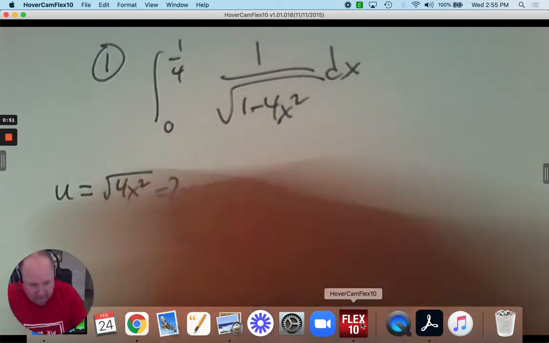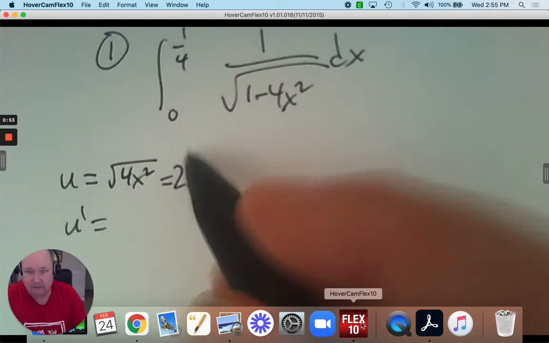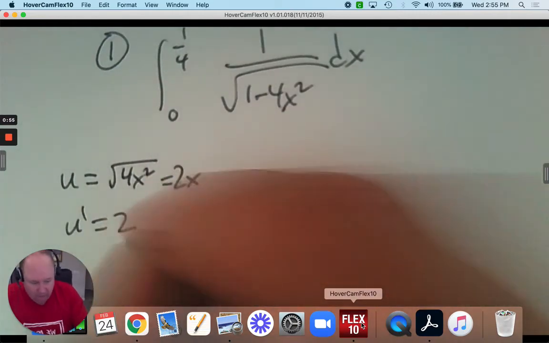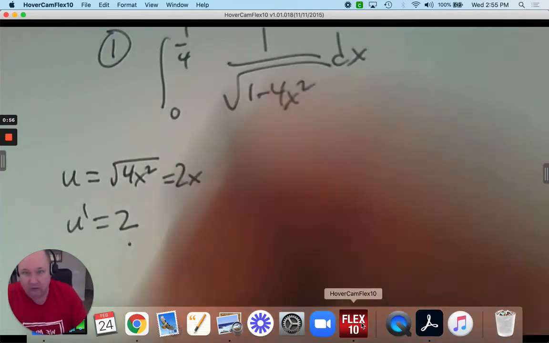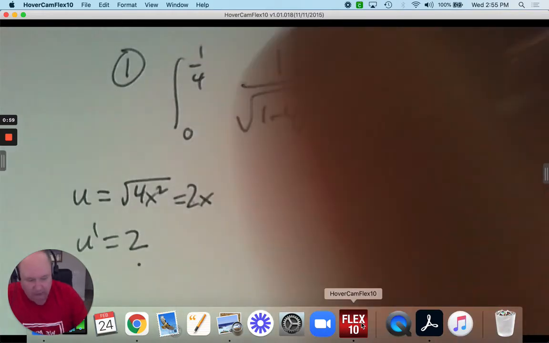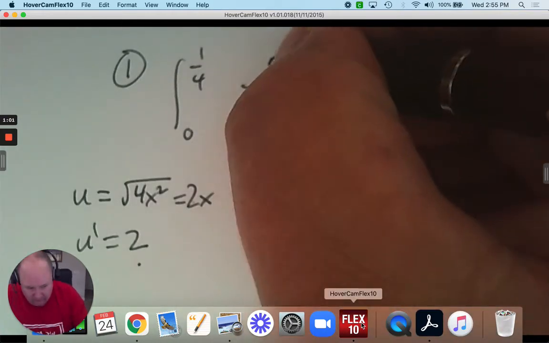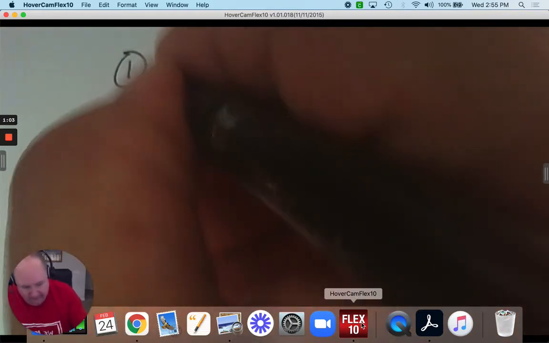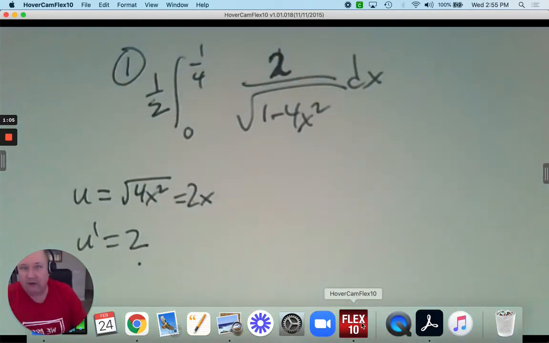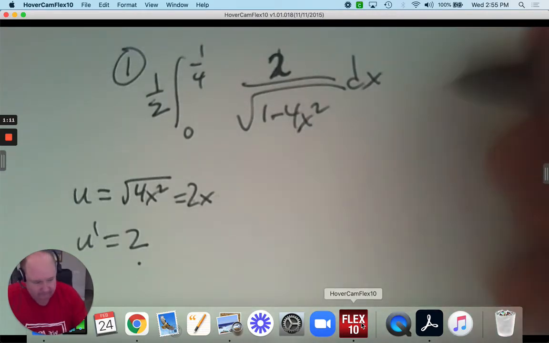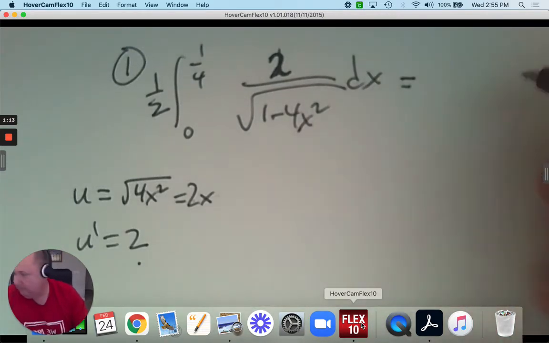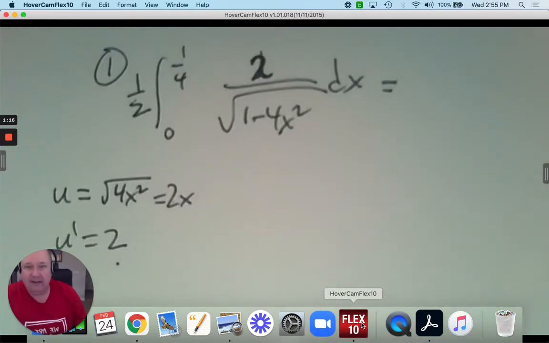So I need to take the square root of 4x squared. That's 2x. And then the derivative of 2x, 2, is the hook. That hook belongs in the numerator. So I'm going to write that in the numerator, but I then have to have 1/2 in front to undo that so it all stays equivalent. And that's it. Now I can unhook this.